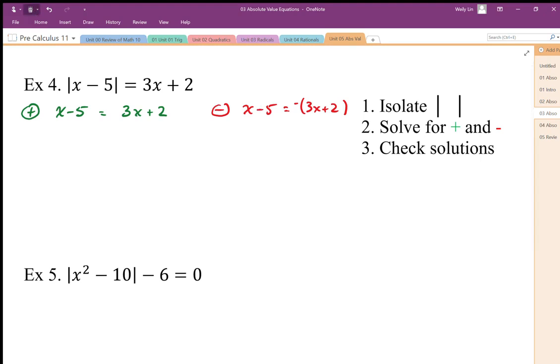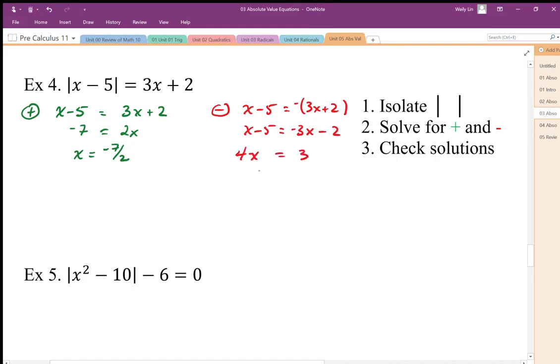So once I've established the two possibilities, the positive and negative possibilities, I'm just going to solve it algebraically. I'm going to subtract x from both sides. I'm going to subtract 2 from both sides, and I'm going to get 2x equals negative 7. So x is equal to negative 7 over 2. Before I test it, I'm going to solve the other side here. Maybe I'll get rid of the brackets first. I'm going to add 3x to both sides, and add 5 to both sides, and I'm going to get x equals 3 over 4.